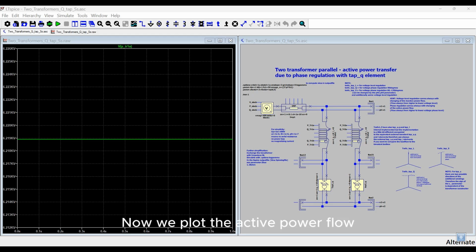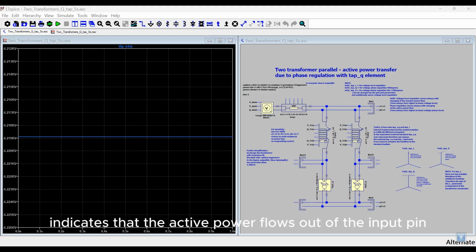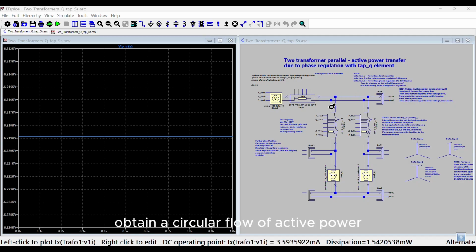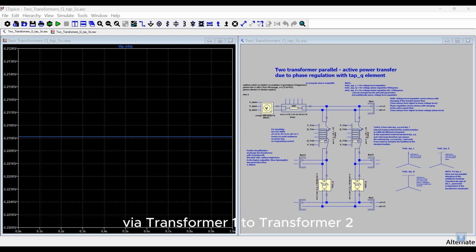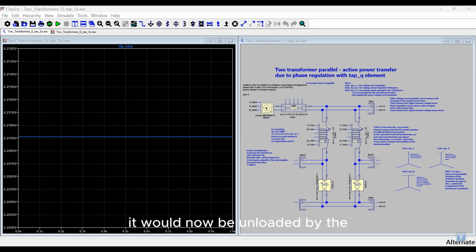Now we plot the active power flow at the input of transformer 2, pin TR2A. The value is minus 6.2 kilowatts. The negative sign indicates that the active power flows out of the input pin. We therefore obtain a circular flow of active power via transformer 1 to transformer 2. If transformer 2 were loaded in the forward direction, it would now be unloaded by the control of transformer 1. This is exactly the task of phase regulation, reducing the loading of lines or transformers.